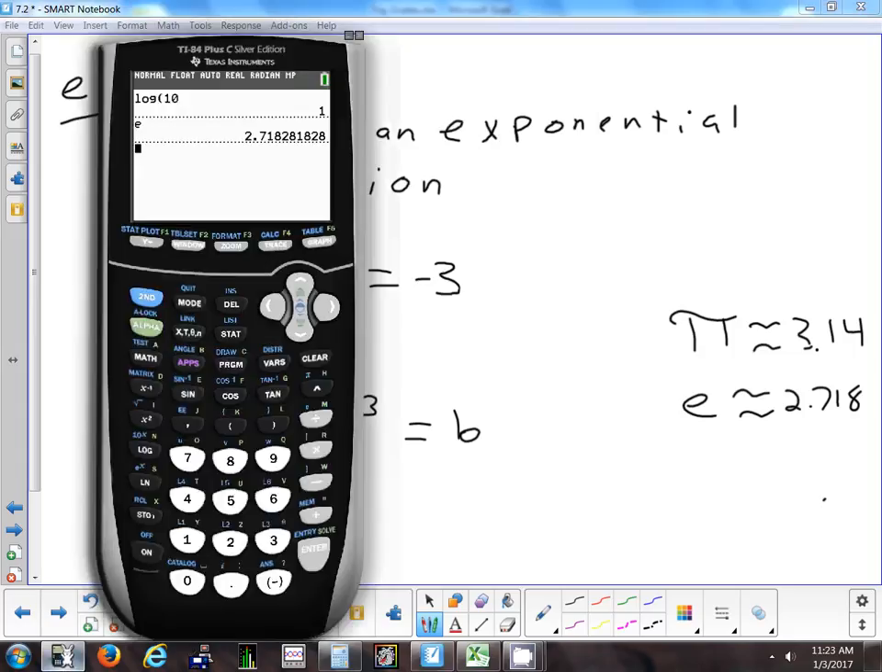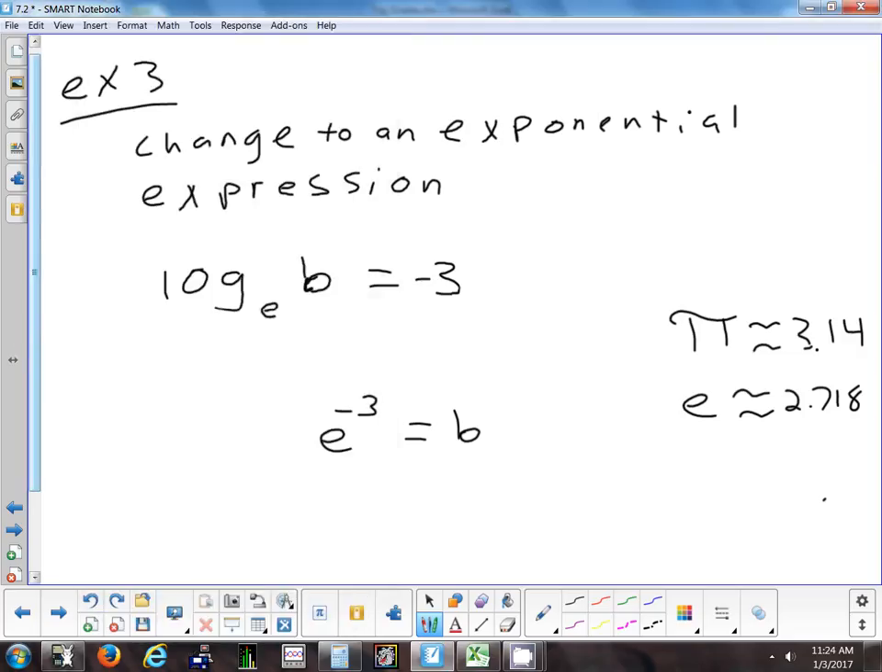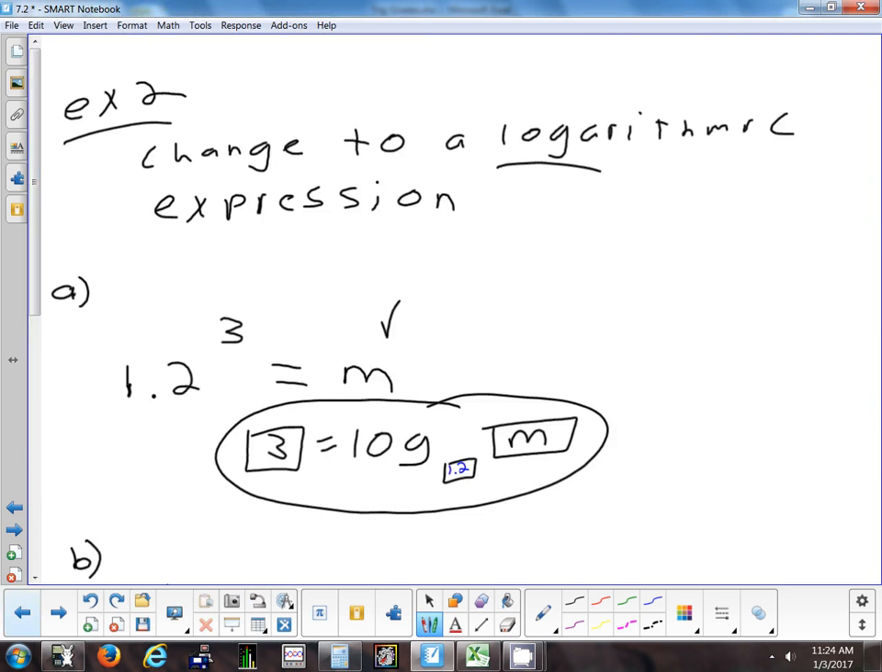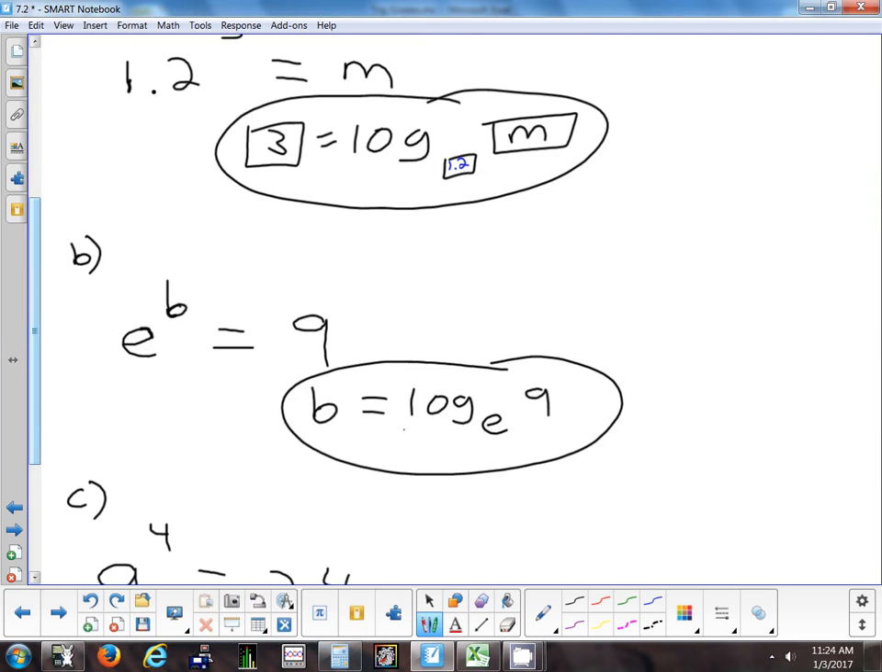But the point is, if I asked you to type that in, on my calculators you can type E. You just press second, E to the -3rd. So if I wanted to know what that was as a decimal, it's about 0.050 if you round to 2 places. And since E actually stands for this number 2.718, I told you that I would come back to this one in a little bit.